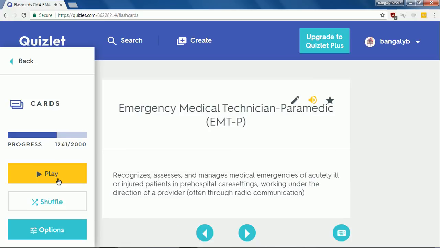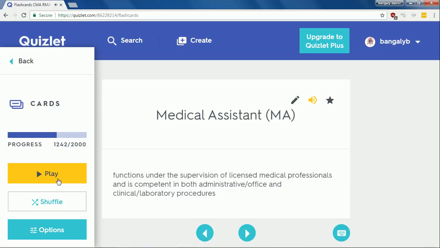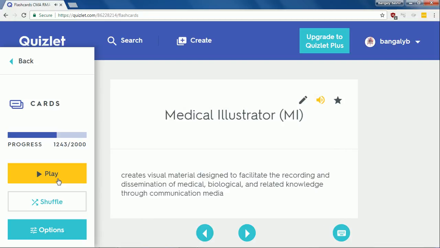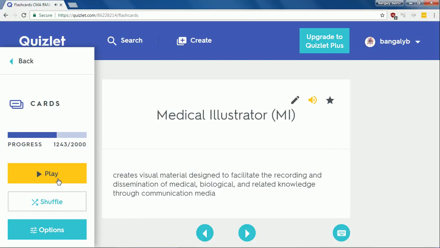Emergency medical technician paramedic. Recognizes, assesses, and manages medical emergencies of acutely ill or injured patients in pre-hospital care settings, working under the direction of a provider. Medical assistant. Functions under the supervision of licensed medical professionals and is competent in both administrative office and clinical laboratory procedures. Medical illustrator. Creates visual material designed to facilitate the recording and dissemination of medical, biological, and related knowledge through communication media.